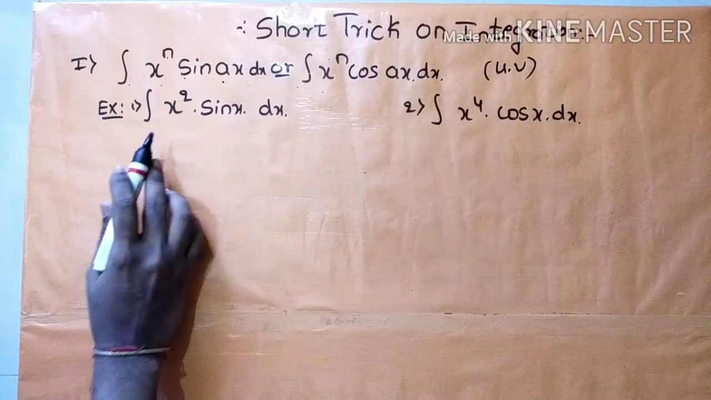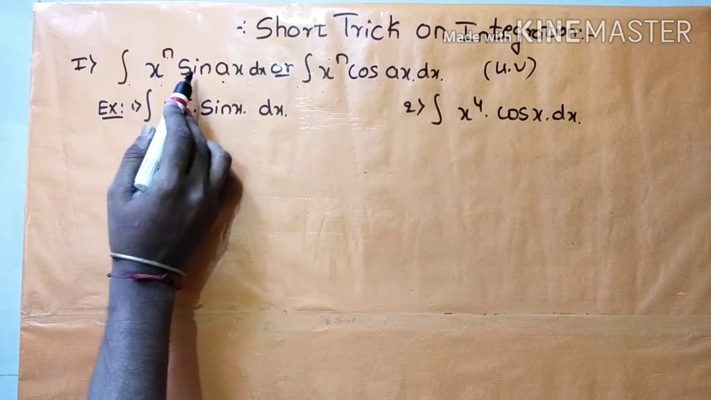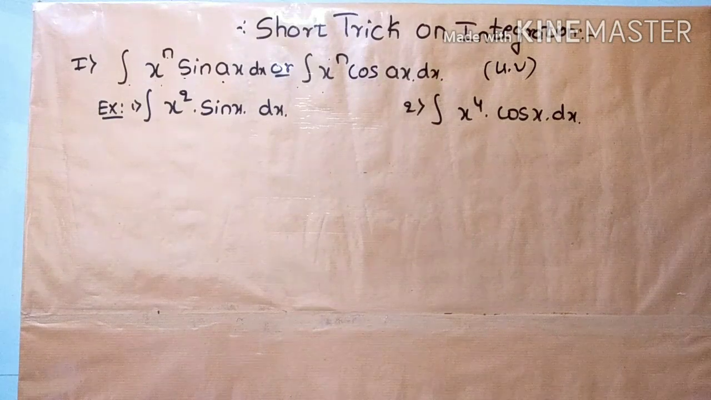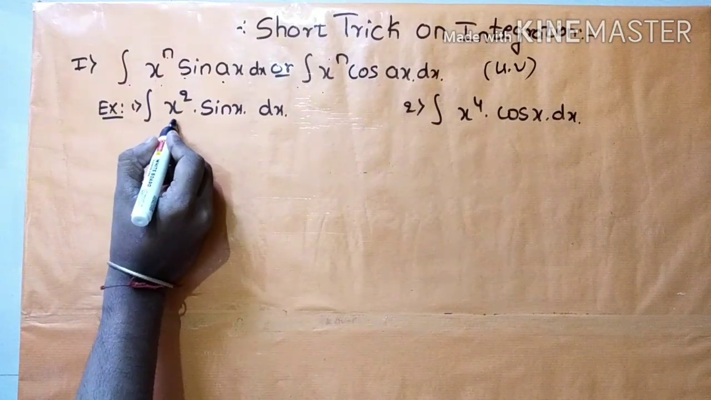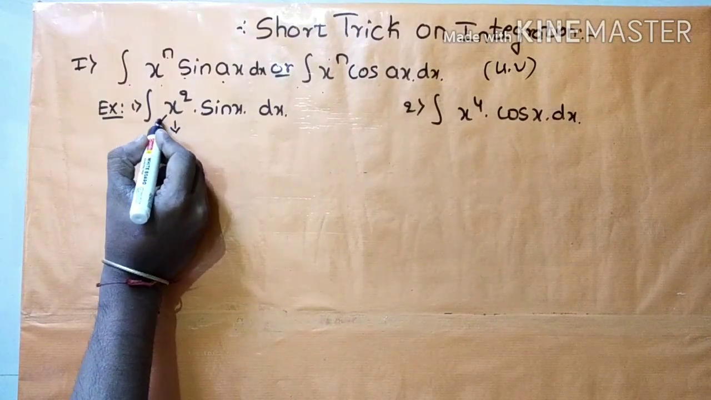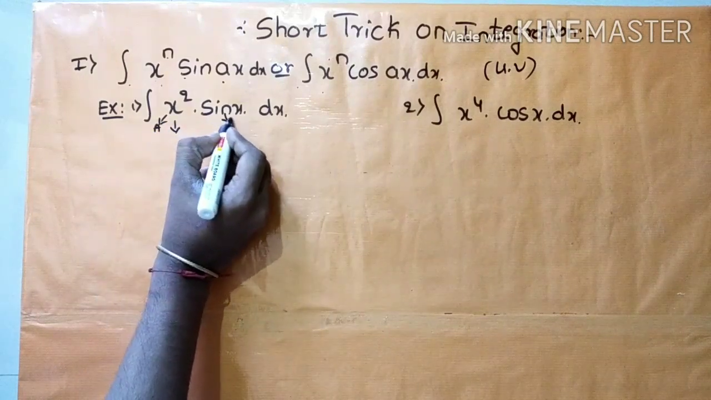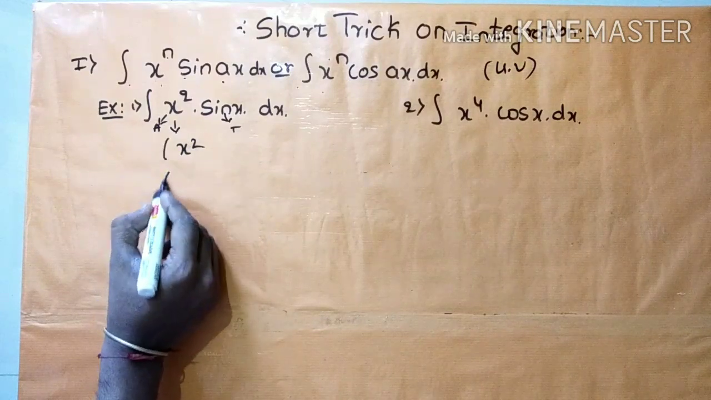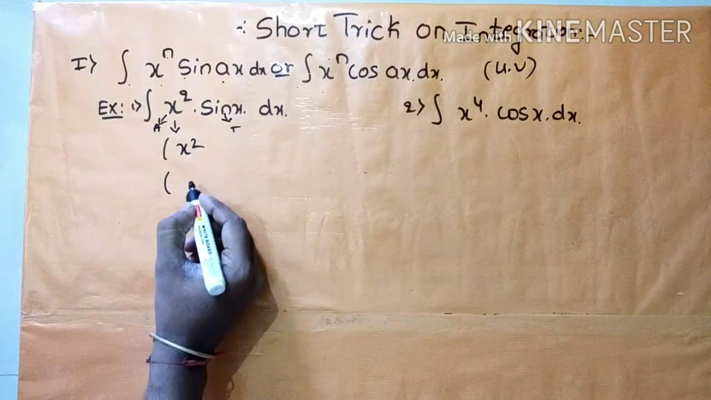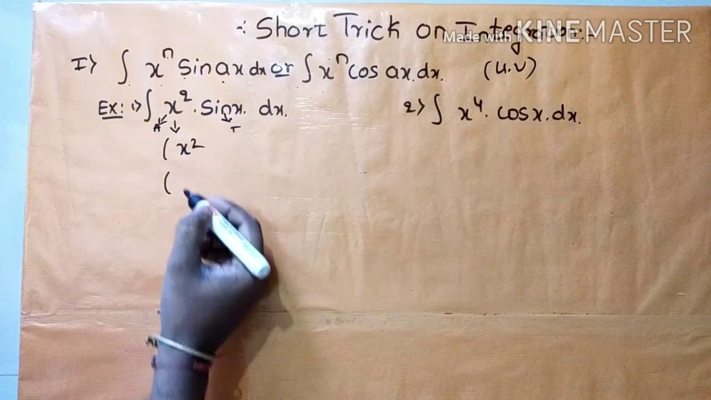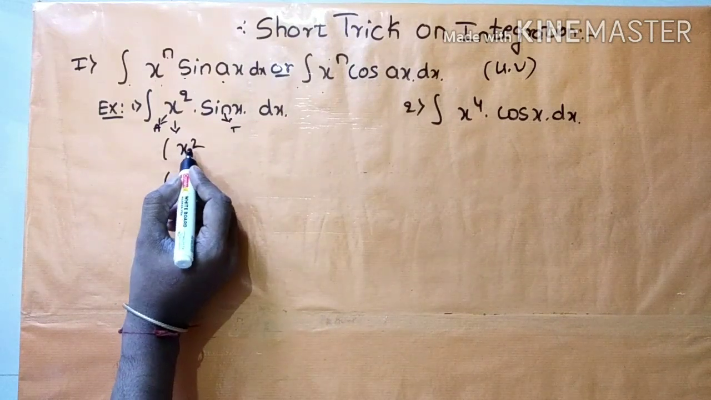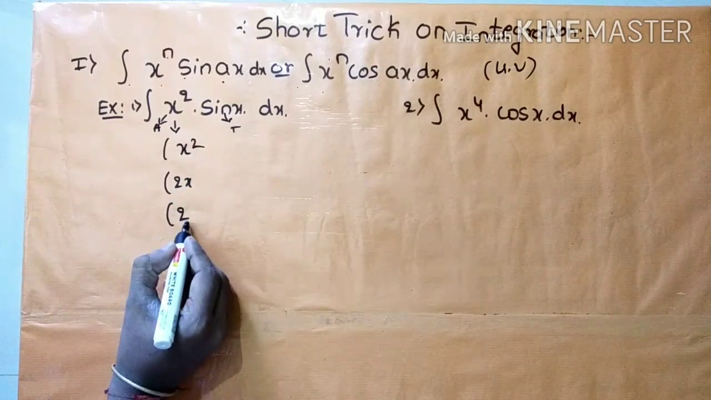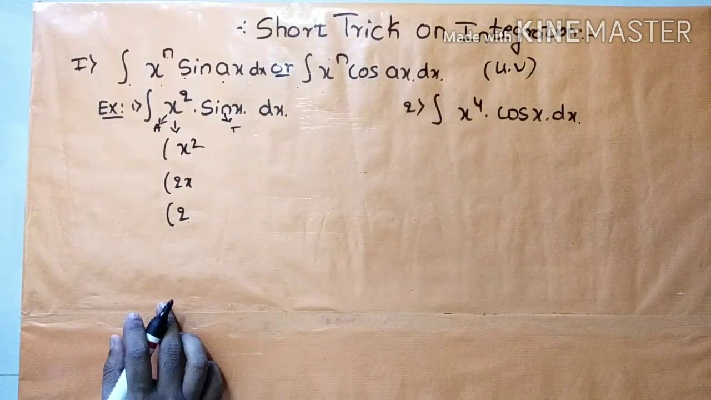For example, I am considering here the x to the power of n into sine ax form, that is x square into sine x. Observe here carefully. The trick is you write the same term as it is. This is the algebraic term. This one is trigonometric. Write this algebraic term as it is. Now go on differentiating this term up to a constant. Means the last term we want is a constant. X square differentiation we know is 2x. Then differentiation of 2x is 2. Now we got the constant. Stop here. Is it clear?